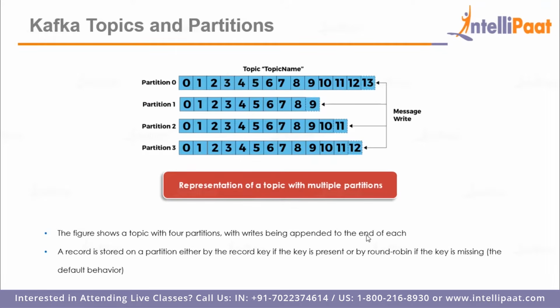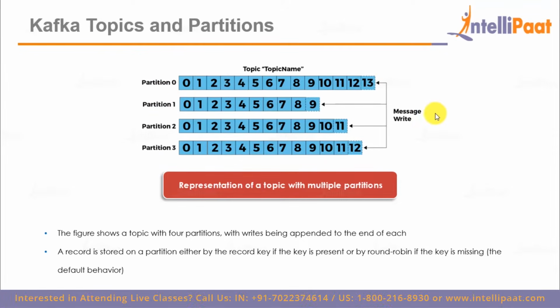Now let's take this example to understand how a topic is basically divided into different partitions. This figure shows that we have a topic which is divided into 4 partitions with writes being appended to the end of each of these partitions. This is the topic, and this topic will have one particular name, and it has been divided into 4 partitions, and these are partition 0, partition 1, partition 2 and partition 3.